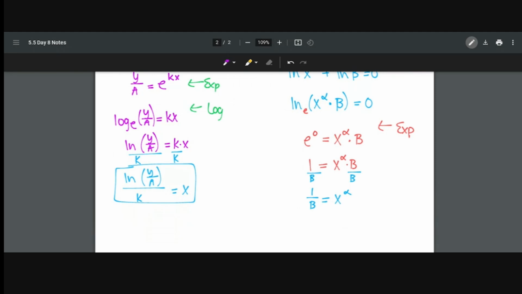I'm going to now look at how do I undo the alpha power. And if it was a squared, I would undo it by taking the square root. So I can still do the same concept here. I could take the alpha root of both sides. And if I take the alpha root of both sides, that cancels out my alpha. So I just am left with x. And this is the alpha root of 1 over beta.